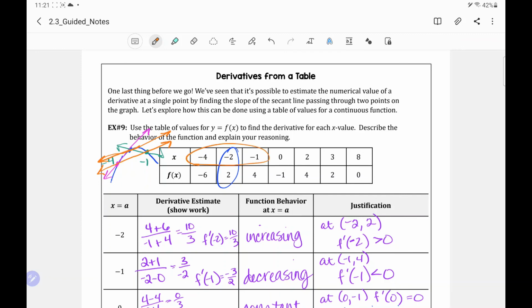So that's why we're using the 2 nearest points, okay? Because you're getting a closer approximation to the actual tangent line instead of 2 totally different slopes, okay? So that is what we're looking at.